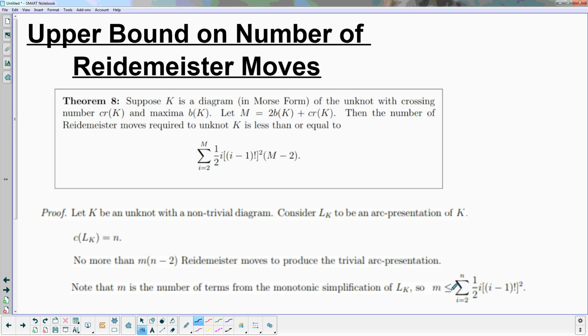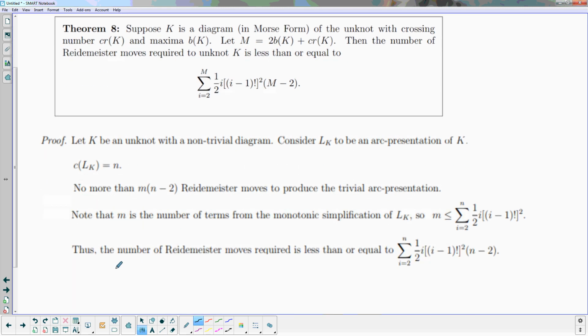So since m is less than this, we can bring that into our equation here. So that tells us that the number of Reidemeister moves still has to be less than or equal to, and we just combine those. So we've got this sum here and the n minus 2. We've substituted this m with this sum, and that came from all the terms of the knot, from the nasty version of it all the way down to the trivial unknot. So we get that it's less than or equal to that.